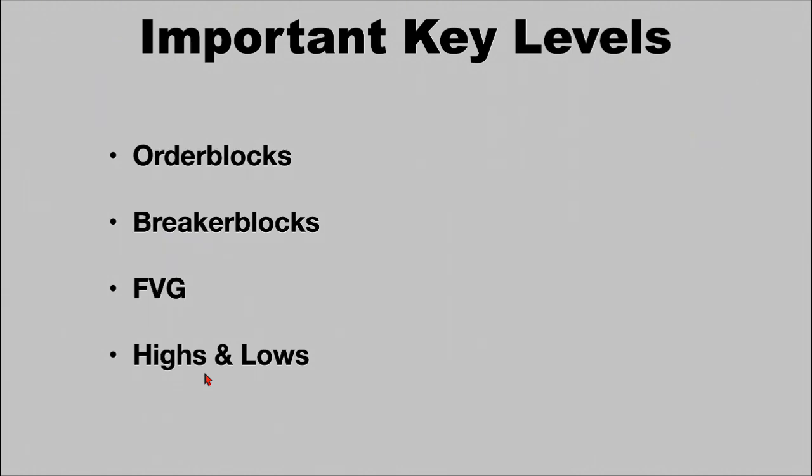I rarely make use of breakers or FVGs. Most of my trade strategies revolve around either order blocks, highs, or lows. There are additional key levels, such as mitigation blocks, propulsion blocks, liquidity gaps, and others, but they often serve only to create noise and distraction. In my view, they aren't necessary, and I don't use them in my own trading. The ones listed here are the ones I focus on.